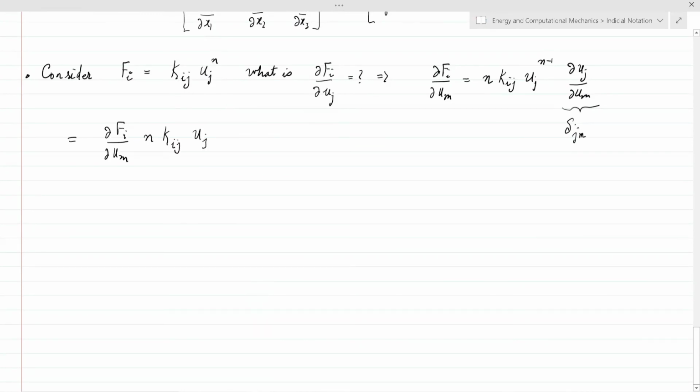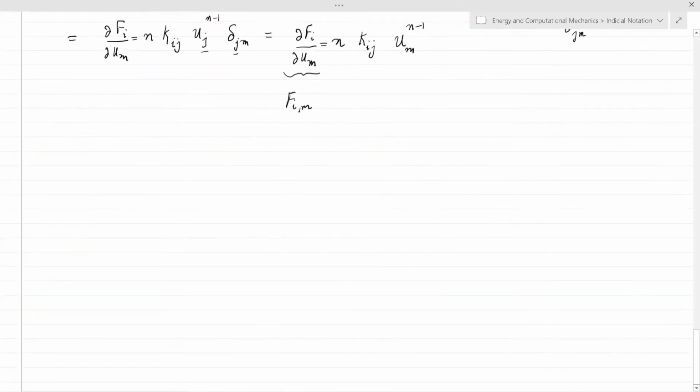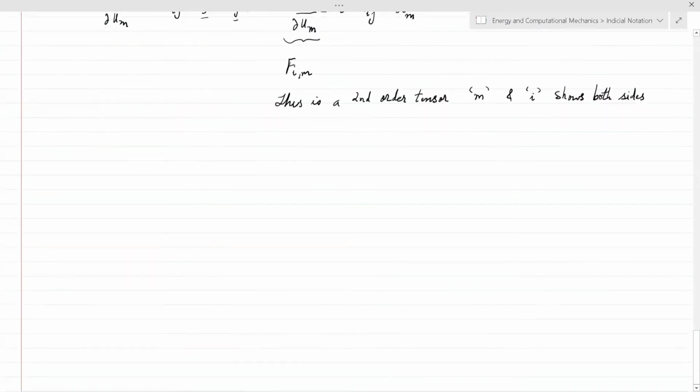I can continue expanding. There should be an equal sign here in the front. I'll correct it. But now notice how j is repeated here, right? This is del jm. j is repeated here, so I can cancel j and bring m over, like I discussed earlier. And so when I do that, I'll find that this is what I get. Now there should be an equal sign here, which will be fixed at the moment. Okay, so I can continue now. So this is a second order tensor because m and i are on both sides of the equation.